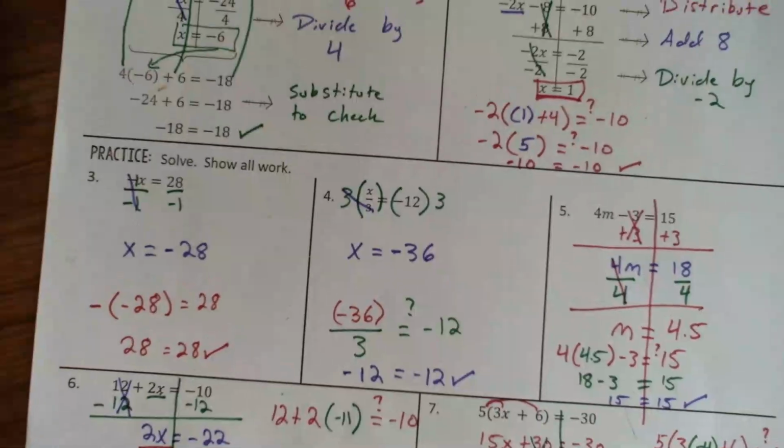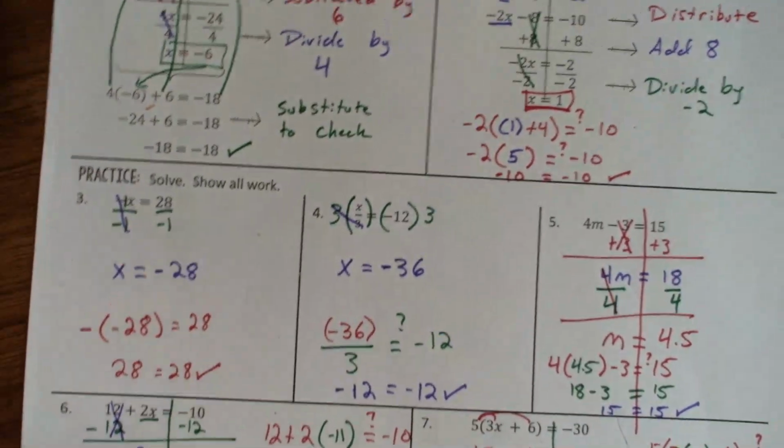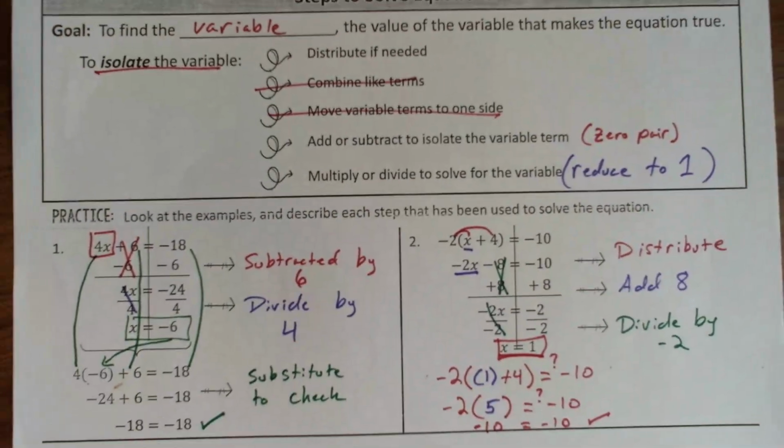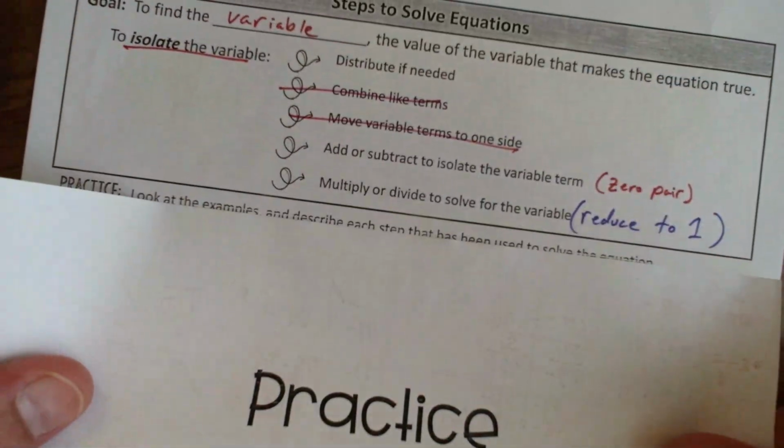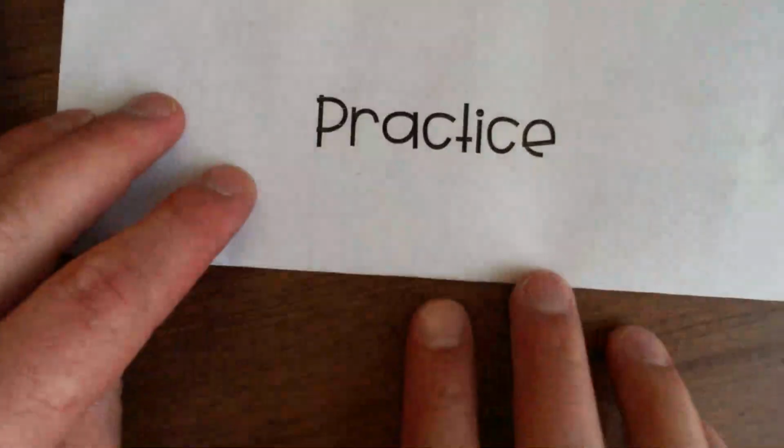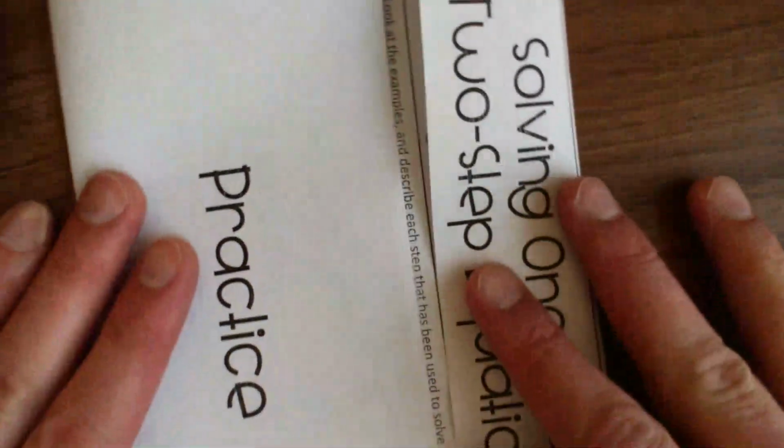So that is how we solve 1 and 2-step equations. And these are your notes for them. They fold. If you look on the back, there are 2 lines, one here, one here. So they fold up like this to each line. You would fold each line, so they look something like this.